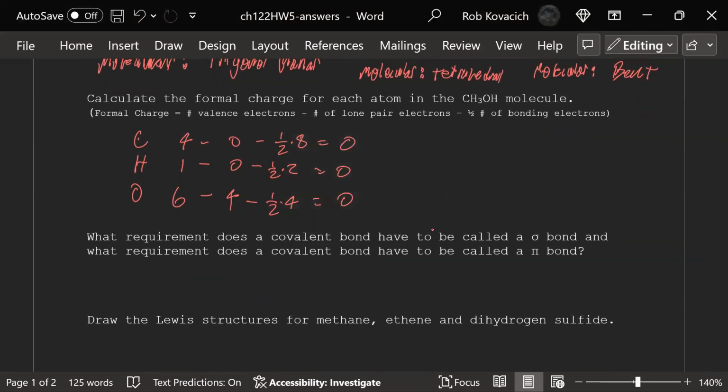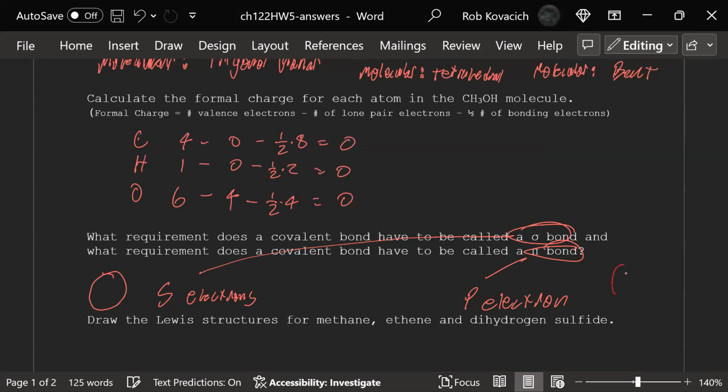Requirements for a sigma bond. A sigma bond must have s electrons, electrons that are from an s orbital. And for a pi bond, they must be from a p electron. So my s orbitals are those spheres, and my p orbitals are the dumbbells. So if it comes from an s, even if it's combined with p's, it still comes from an s, and so that means it's a sigma bond. And if it's a pi bond, that means it's just p electrons.